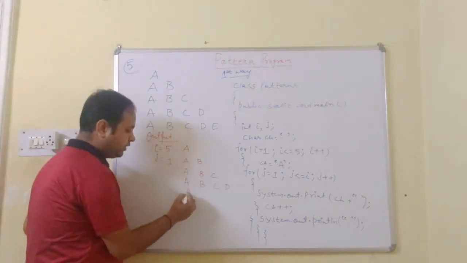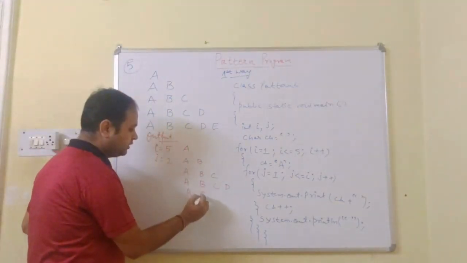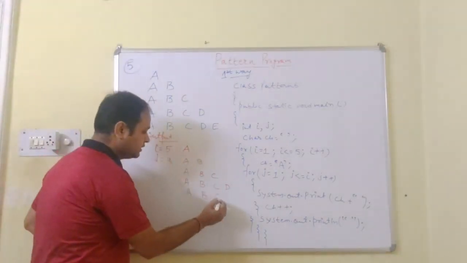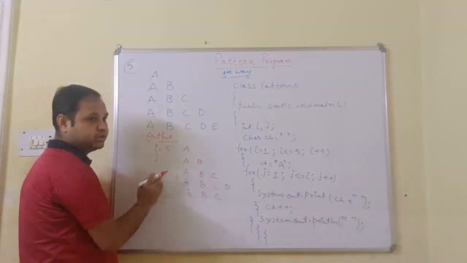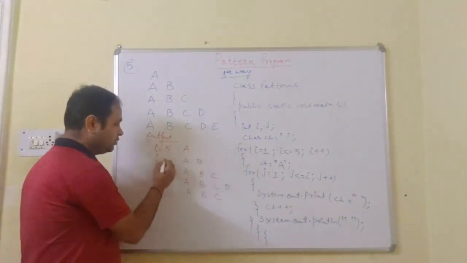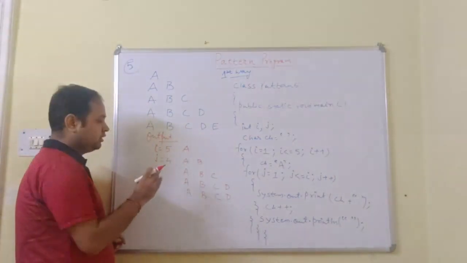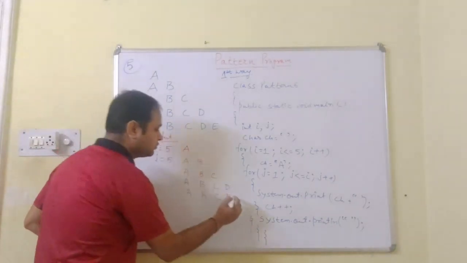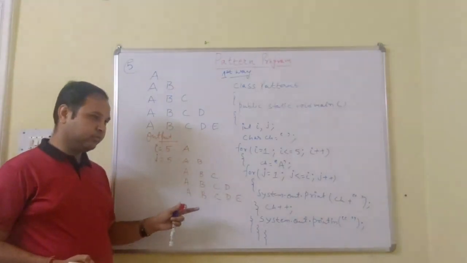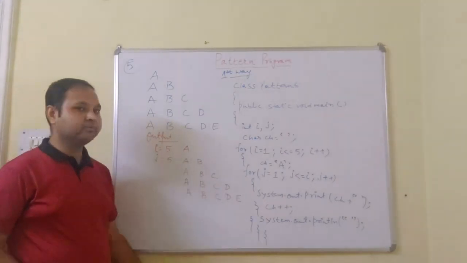So first you print A. Then ch value is updated to B and J is updated to 2. So it prints B. Ch value is updated to C and J value is updated to 3. So it prints C. Ch value is updated to D and J value is updated to 4. So it prints D. And ch value is updated to E and J value is updated to 5. So it prints E. Then ch value is updated to F, but J value is updated to 6. At that time the condition becomes false. So finally we get this output.